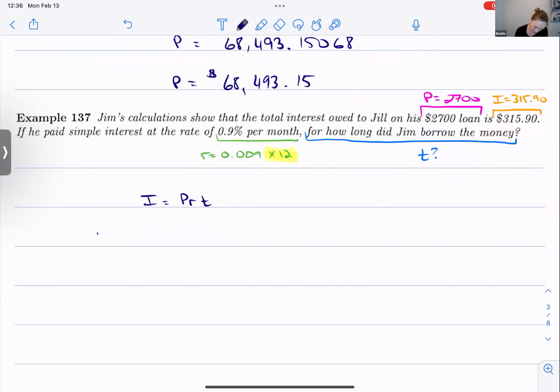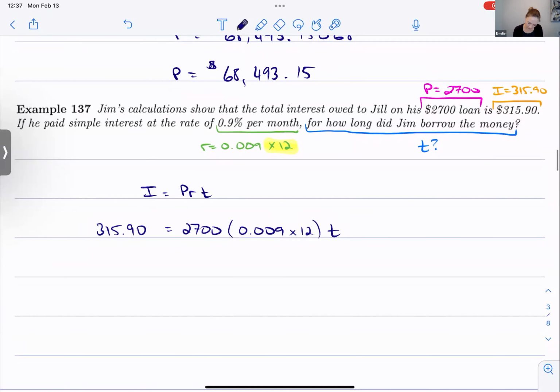So I'm going to plug in my components here. 315.90 is 2,700 times R, which is 0.009 times 12 times T. Now 0.009 times 12, we simplify that first, is going to be 0.108 times T.